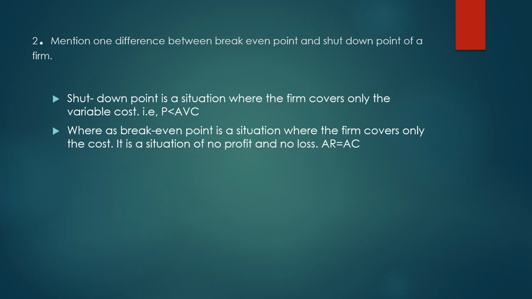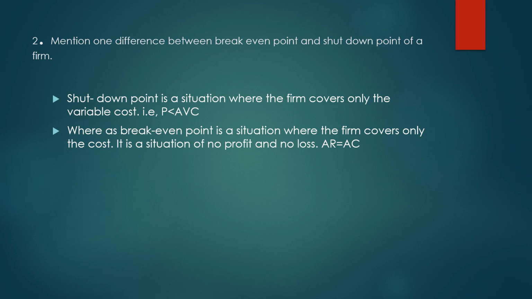Next question is, mention one difference between break-even point and shutdown point of a firm. This is also a very important question. If a question comes asking what is the break-even point, then you can also write about the shutdown point. Shutdown point is a situation when the firm covers only the variable cost. That means here the price is less than the average variable cost, so the firm can cover only the variable cost.